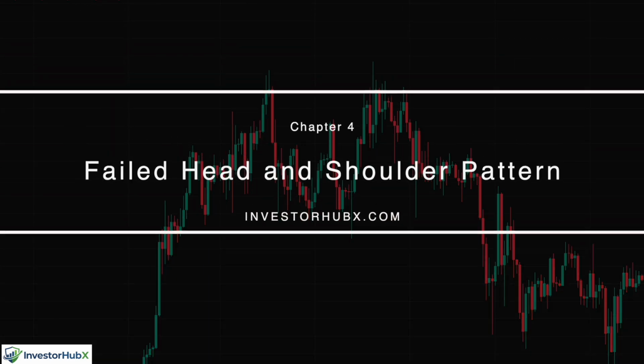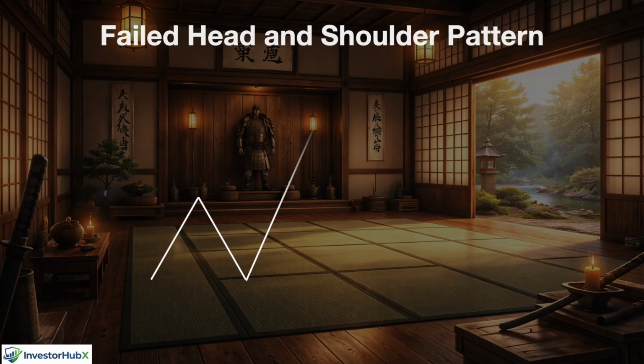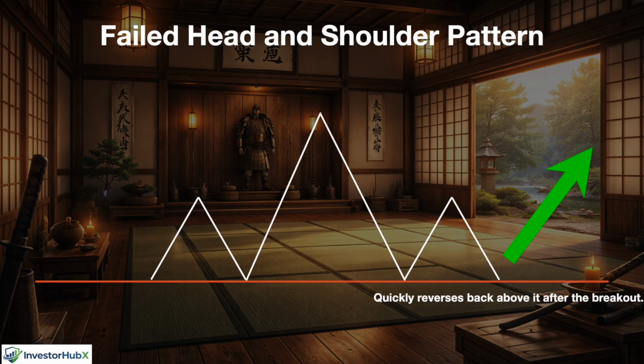Next, let's talk about the failed head and shoulders pattern. Not every chart pattern works as expected. Sometimes the market invalidates the pattern, and this is known as a failed pattern. In a normal head and shoulders pattern, the price breaks below the neckline, confirming a potential trend reversal to the downside. However, in a failed head and shoulders pattern, the price either fails to break the neckline or quickly reverses back above it after the breakout.